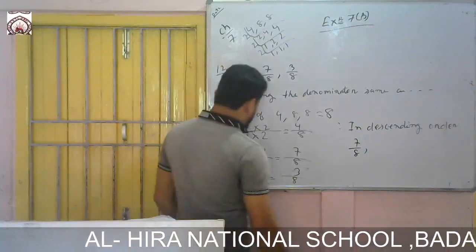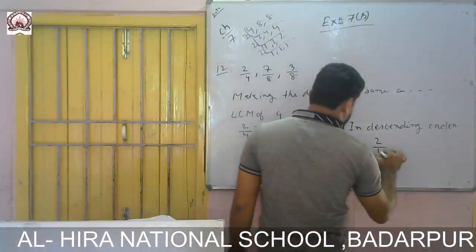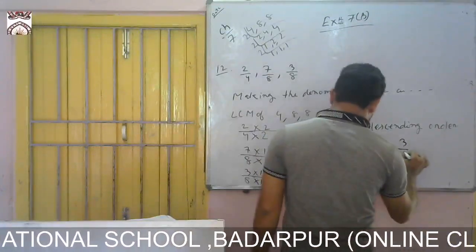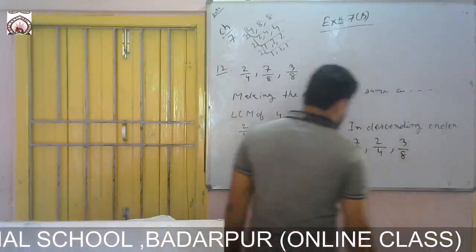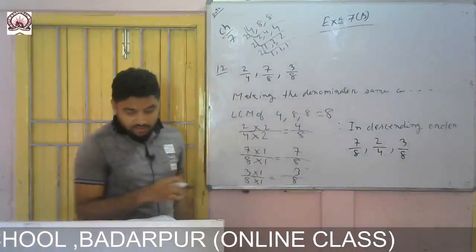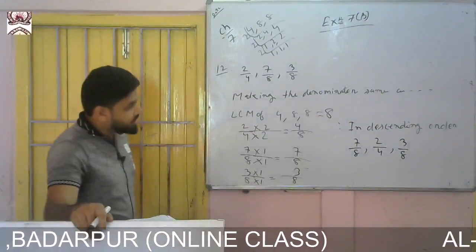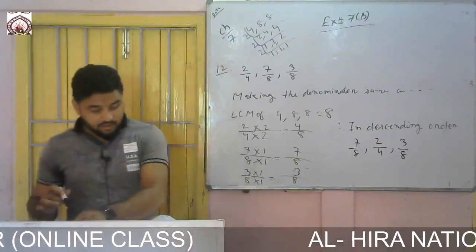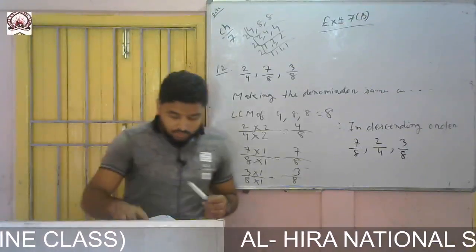So 4 by 8, that is what? 2 by 4. Then what? 3 by 8. 3 by 8. Okay. So 7 by 8 first. Okay. Then what? 2 by 4. Then third is what? 3 by 8.